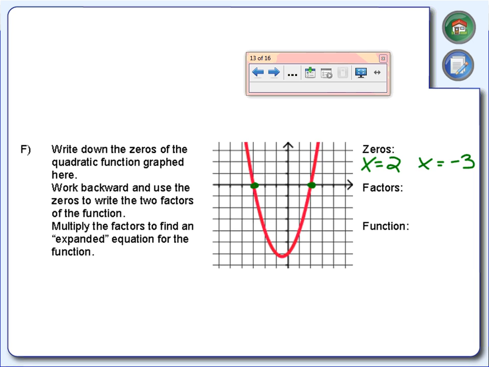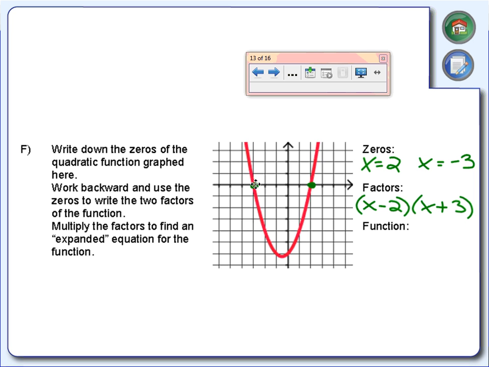Now, since those are the x-intercepts, we should also be able to find the factors. Remember yesterday we said we noticed there was a relationship between the factors and the zeros. What did we notice yesterday about the factors and the zeros? They were opposites. So what I'm going to do is I'm going to come over here and write down the factors. Now, I'm not going to write down x plus 2. Remember, it's going to be x minus 2. This is what we noticed yesterday. They were opposites of each other. Same thing over here with that negative 3. It's not going to be x minus 3. It's going to be x plus 3. The factors and the zeros are opposites of each other.